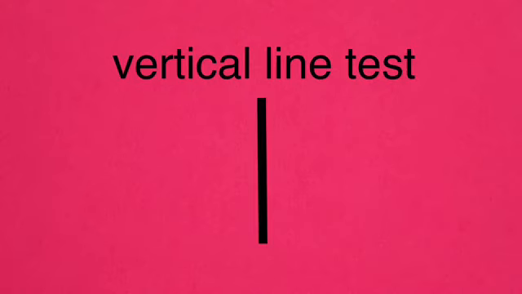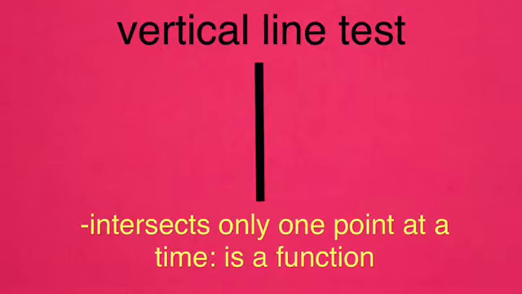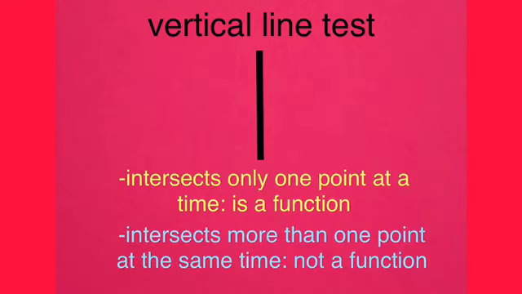So this is all we're going to use to determine if something is a function or not on a coordinate plane. This is called the vertical line test, or in this case, a vertical line segment test. If our line touches, intersects, or crosses through only one point at a time, we can determine it is a function. If, however, our vertical line touches more than one point at the same time, it is not a function.